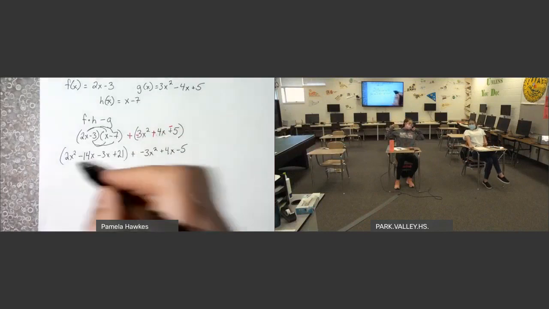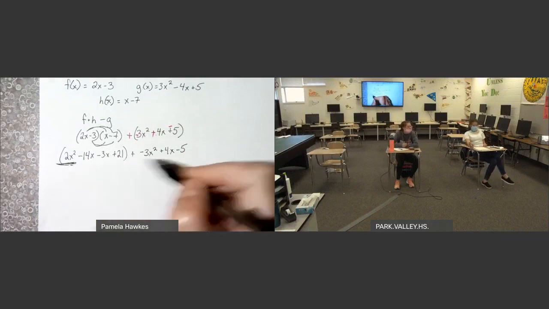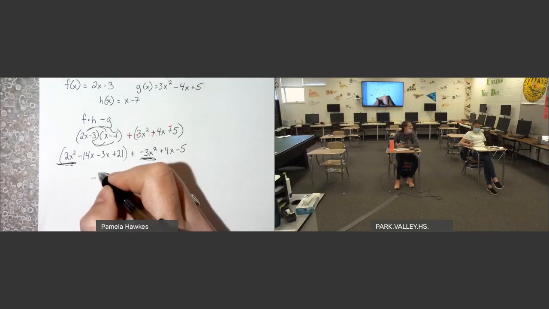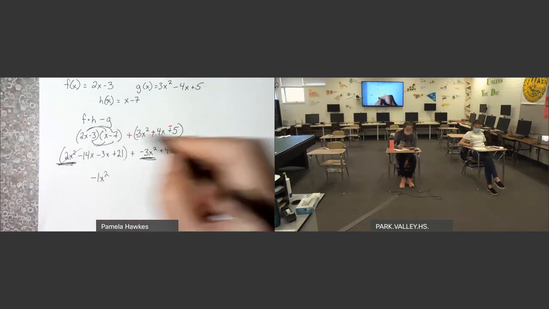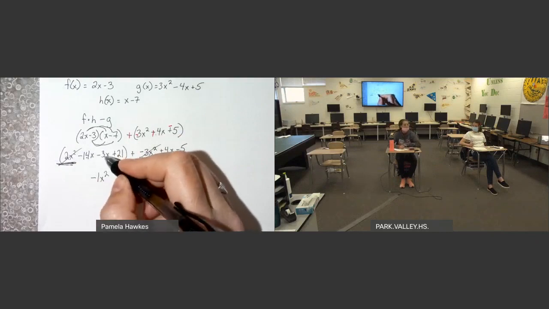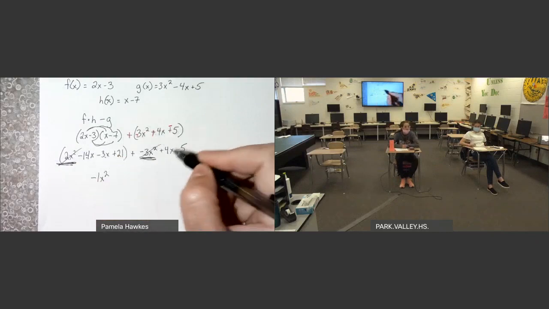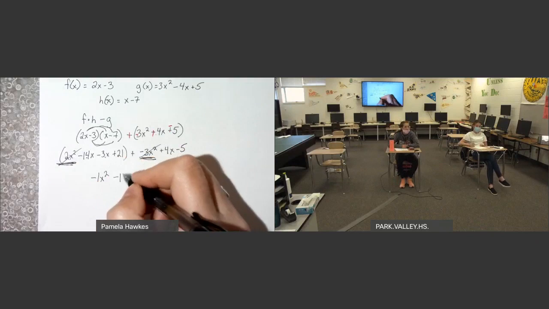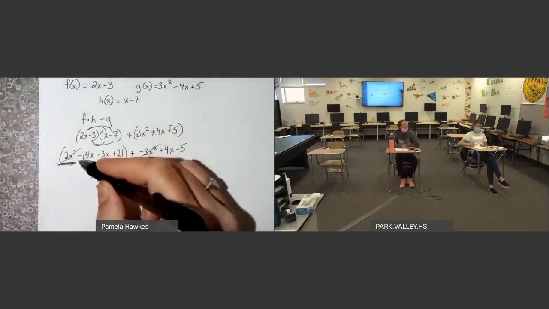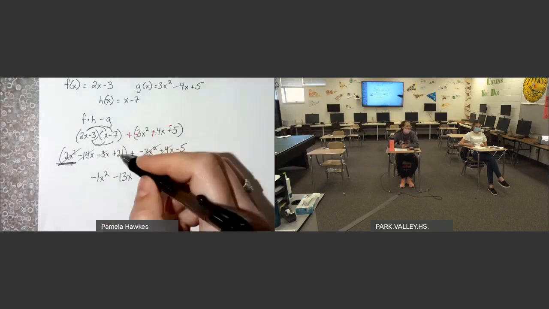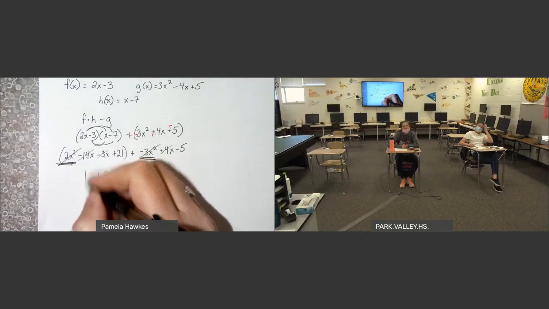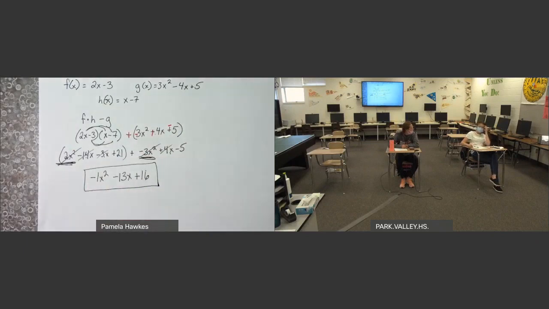And we add our like terms. 2x² and negative 3x² is negative 1x². Cross them out. Negative 14x, negative 3x is negative 17, plus 4 is negative 13x. Are we good there? These go out. 21 minus 5 is 16, and there's our answer.